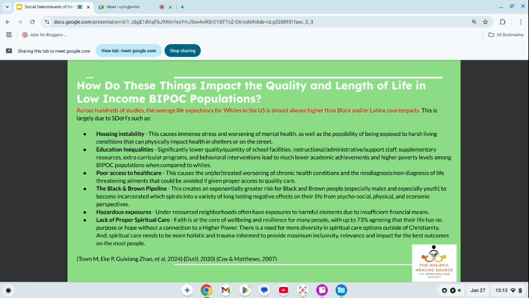Hazardous exposures. Under-resourced neighborhoods often have exposures to harmful elements due to insufficient financial means. Lack of proper spiritual care. Faith is at the core of well-being and resilience for many people, with up to 73% agreeing that their life has no purpose or hope without a connection to a higher power. There is an urgent need for more diversity in spiritual care options outside of Christianity. And spiritual care needs to be more holistic and trauma informed to provide maximum inclusivity, relevance, and impact for the best outcomes on the most people.